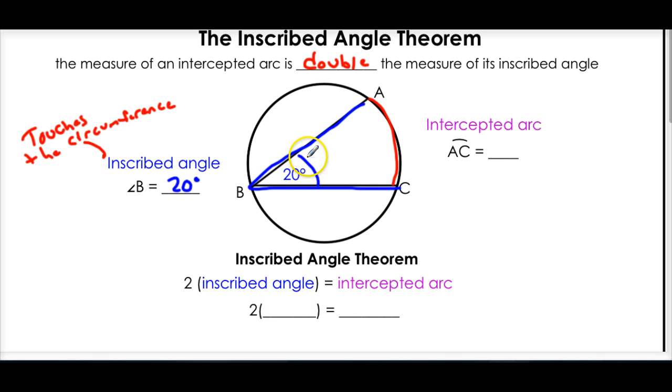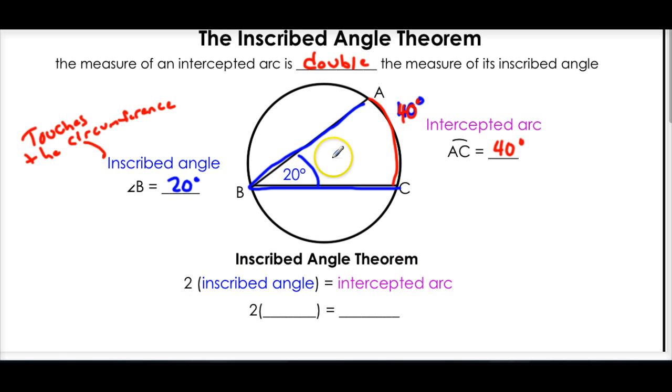So what would I do? What's double of 20? That would be 40 degrees. So my intercepted arc is just, I want to stay consistent here, 40 degrees. It's double it. Now, an easy way to do this is actually use this formula, right? 2 times the inscribed angle, which is on the inside, equals the intercepted arc. Double the inscribed angle equals the intercepted arc.